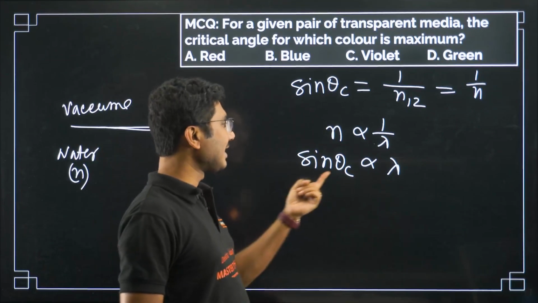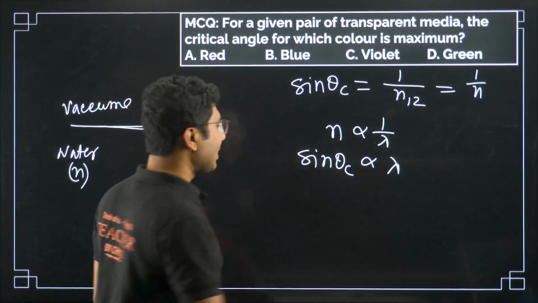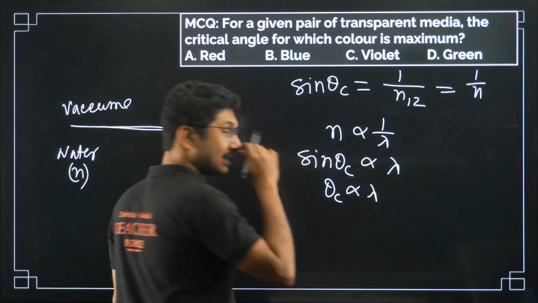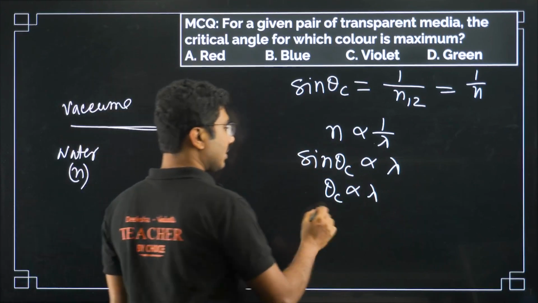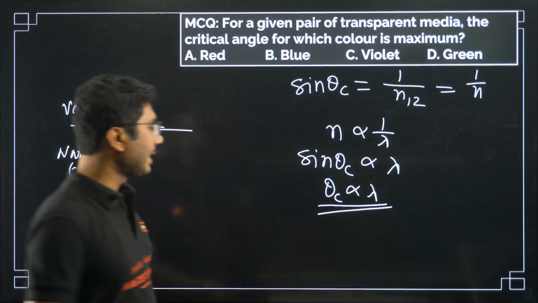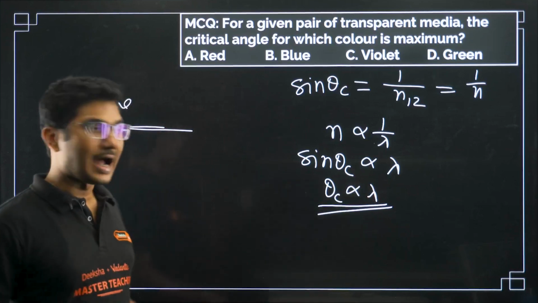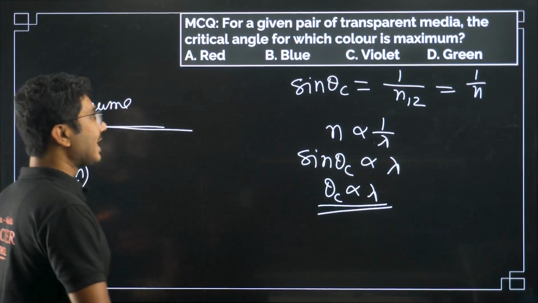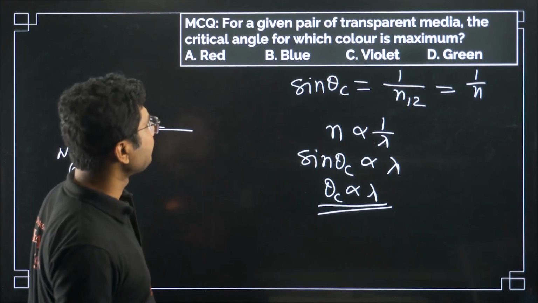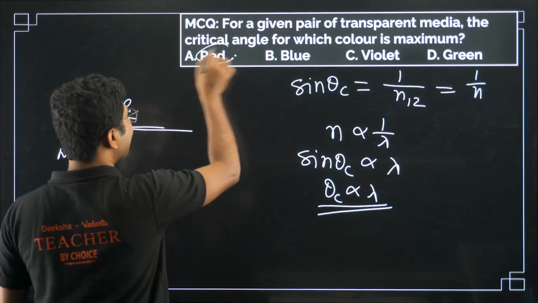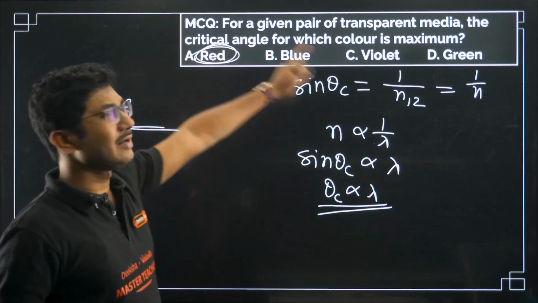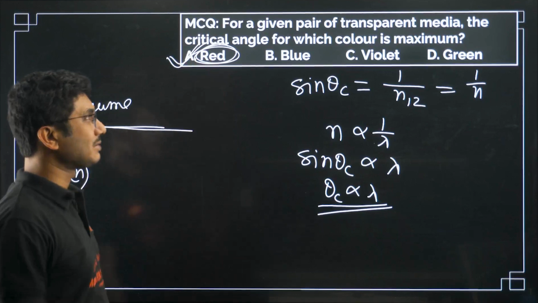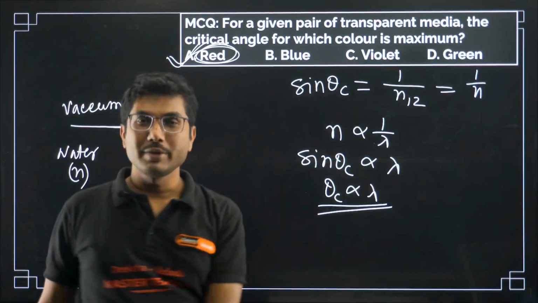So from that logic, sin theta c is proportional to lambda, or you can say theta c is proportional to lambda. Higher the wavelength, higher is the critical angle. So who has the highest wavelength? Red has the highest wavelength, so the critical angle for red will be maximum, and the critical angle for violet will be minimum.